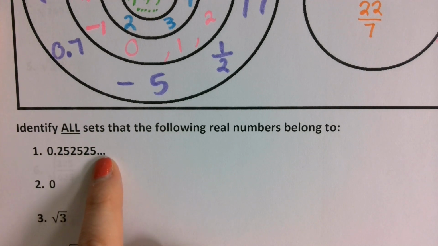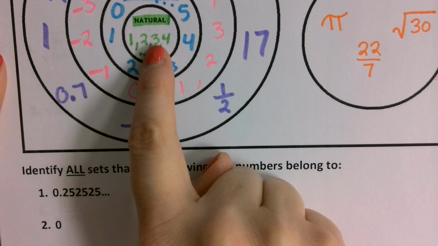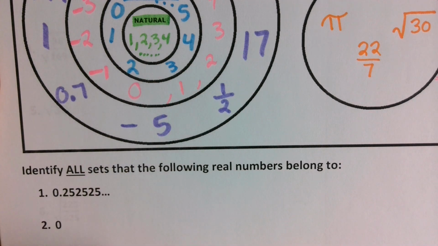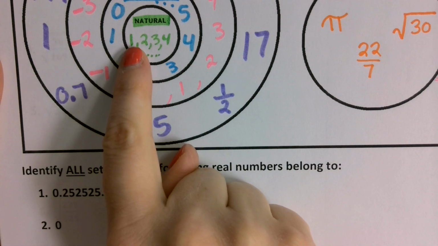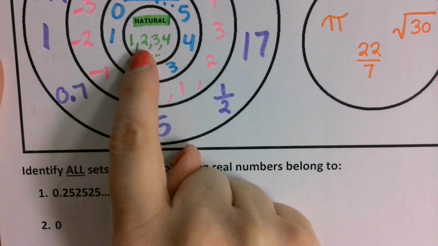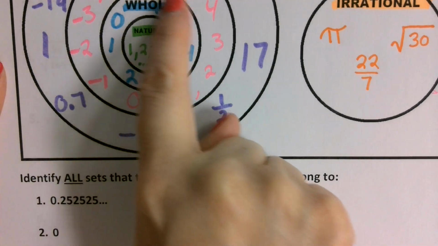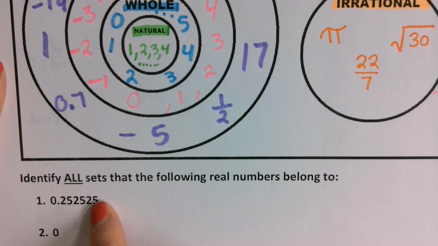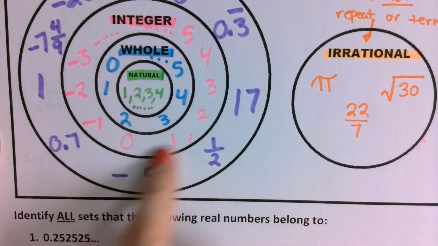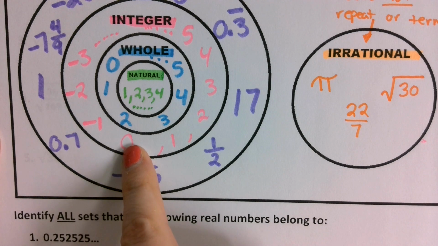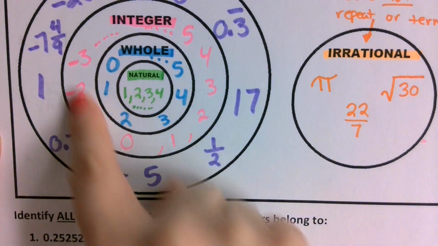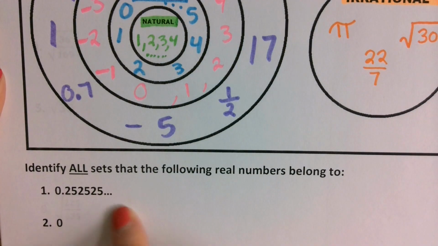Is this value here, 0.252525, and it's just going to keep going, is that considered to be a natural number? Yes or no? No. Right? Natural numbers are whole values. There's no decimal to it. Okay, so this is not a natural number. So what about a whole number? Is this a whole number? No. Okay, because again, whole numbers start at 0 and continue going up in increments of 1. What about an integer? Is it an integer? No. Okay, integers are 0, all positive values and their opposites, those negative values. Again, this is a decimal.